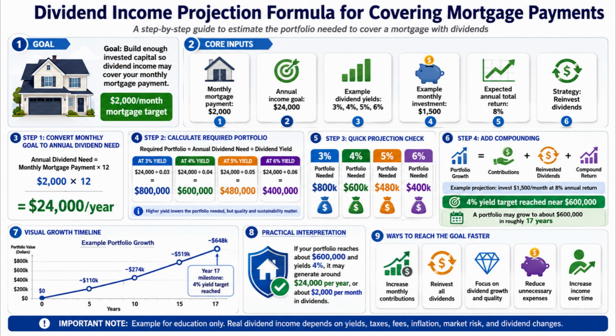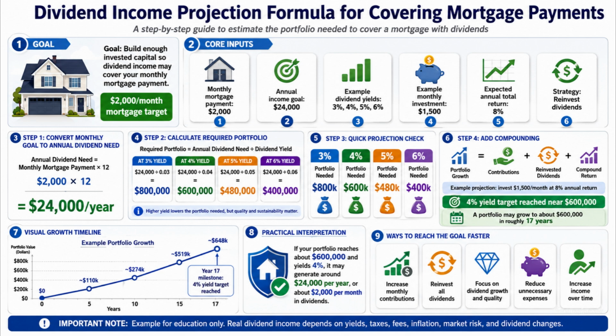For example, if someone invests $1,500 per month and earns an average annual return of 8%, the portfolio may grow to about $600,000 in roughly 17 years. As shown in the visual timeline, the portfolio starts from $0, grows to around $110,000 by year 5, reaches about $274,000 by year 10, grows to around $519,000 by year 15, and then reaches about $648,000 by year 17. At that point, the 4% yield target is reached near the $600,000 level.